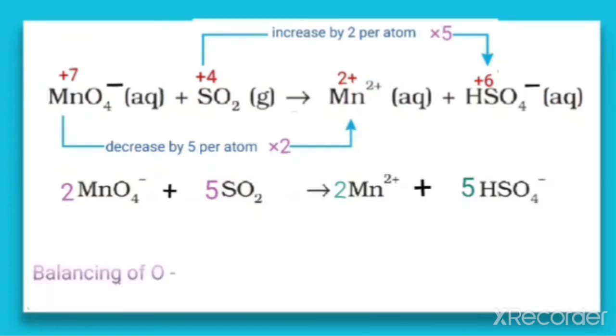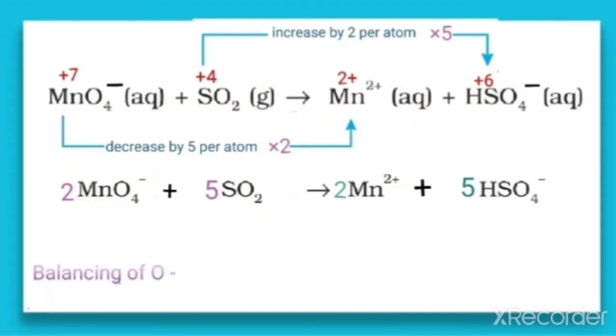So first we have to do the balancing of oxygen. Whatever steps we have done till here are the same for the basic medium also. Only the changes come in the balancing of oxygen and the balancing of hydrogen. So till here, the same methods and same steps are followed in order to do the balancing in the basic medium also. Now there is a change for balancing of oxygen and hydrogen.